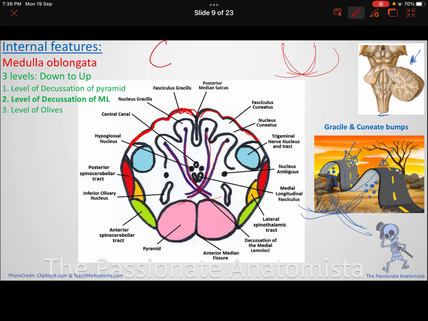But fine, now I want you to grasp the concept. Again, we are continuing what was happening in the pyramidal level down. Here you have the pyramids. Here you are at a higher level, which is the level of sensory decussation.